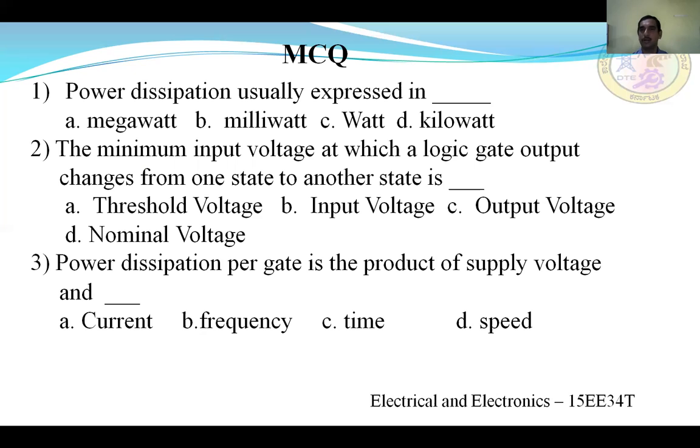As I already told, the examples for the IC logic families are TTL, transistor-transistor logic, CMOS, and ECL, emitter coupled logic. So these are the examples of IC logic families. Coming to the characteristics or definitions, you have seen the 3 definitions.